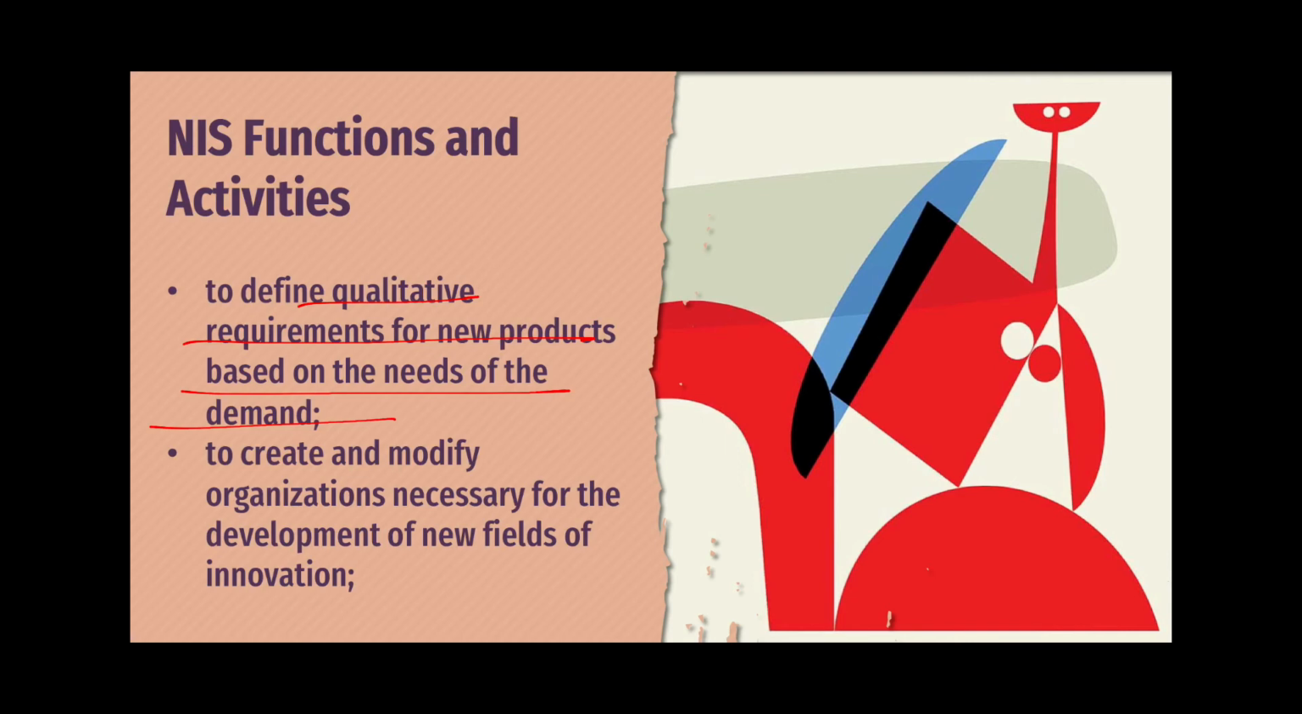The next is to create and modify organizations necessary for the development of new fields of innovation. And this is something that is not only just for the government. No? Like for example, when you talk about innovation in terms of health, no, we didn't have much innovations in terms of alternative medicine. We didn't have much in terms of mental health. But, as we go along, because of the Mental Health Act, because of the funding that we are now affording for those who want to do ethnobotanical research to look into possible ways of replicating the success of Lagundi.